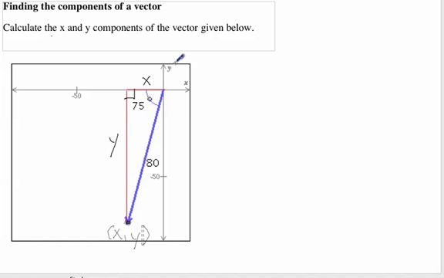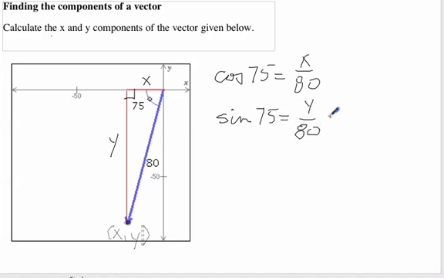And once again, using our trigonometric functions, we can say that the cosine of 75 degrees is going to equal the adjacent over the hypotenuse, that's x over 80. And same thing for the sine of 75 degrees, that's going to be the opposite over hypotenuse, that's y over 80. So we can solve each of these for the x and y value. In order to do that we just need to multiply both sides by 80. Over 1, these cross cancel. We're just left with the x and the y.